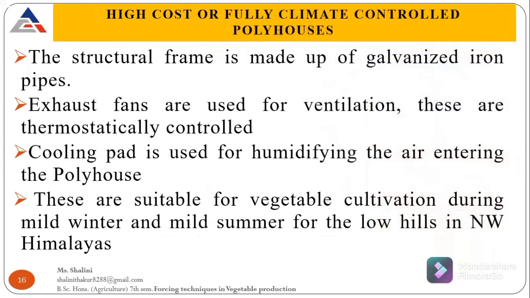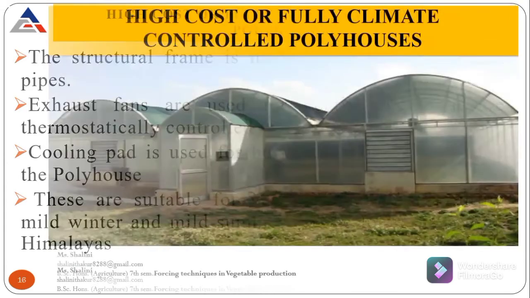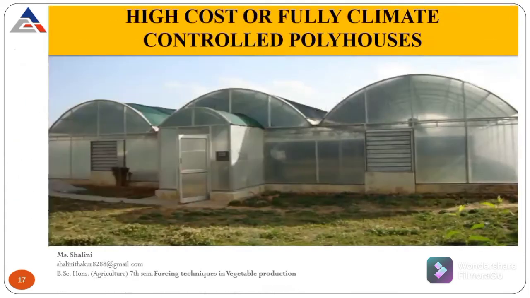Next is the high cost of fully climate controlled polyhouses. In this also we are using the same galvanized pipes. I will show you the picture. We are using a large number of exhaust fans, coolers on one side, and a micro irrigation system which is automated, computerized, and there is a proper formation.